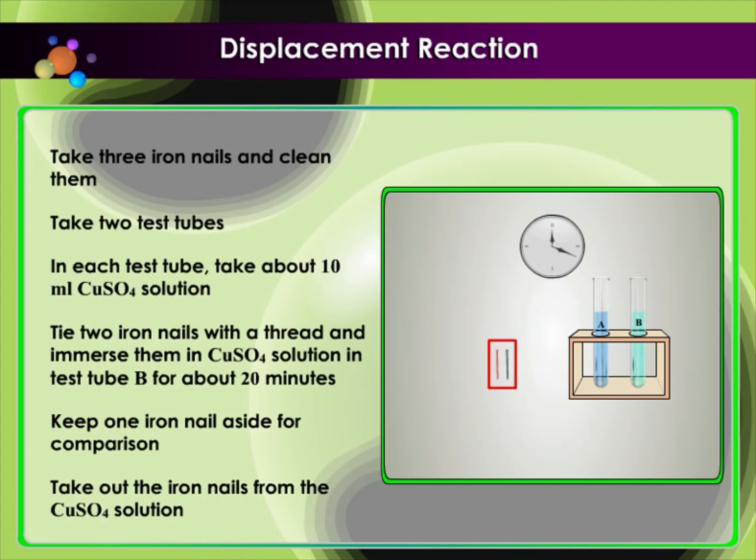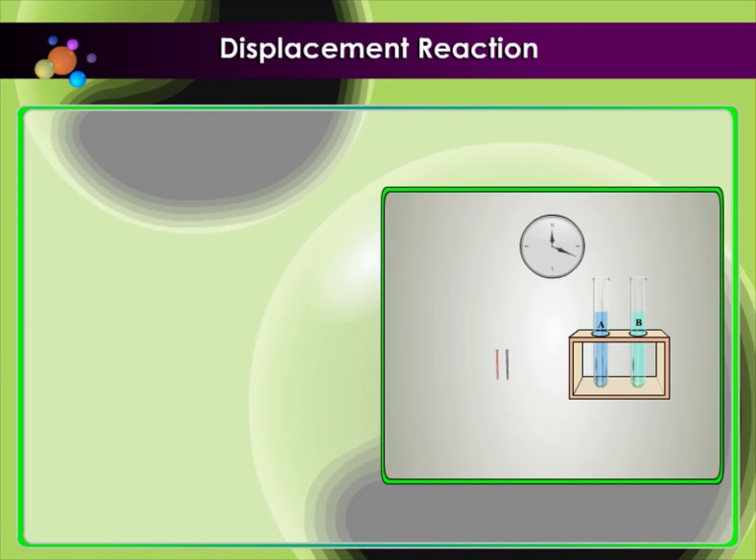Now compare the intensity of the blue color of copper sulfate solutions in test tubes A and B. Also compare the color of the iron nails dipped in the copper sulfate solution with the one kept aside. Why does the iron nail become brownish in color and the blue color of copper sulfate solution fade?